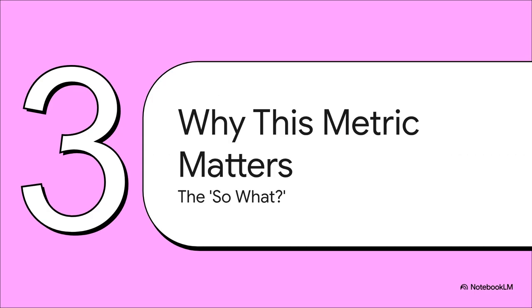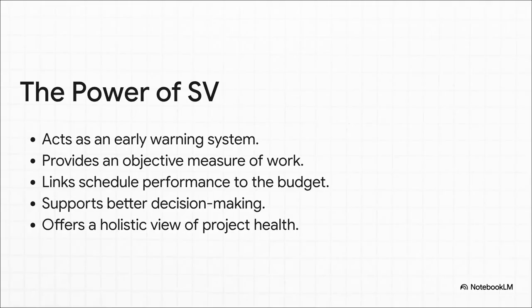Okay, so we can calculate it. But why is this so important? Why is this dollar figure so much more powerful than just saying, hey, we're 5 days behind schedule? What's the big deal? Well, here's the thing. SV is an incredible early warning system. See, saying you're 5 days behind is a little abstract, but saying you are $50,000 of value behind schedule, whoa, that connects your timeline directly to the budget. It forces a totally different kind of conversation about the financial impact of being late, and it gives you solid objective data to make much smarter decisions.